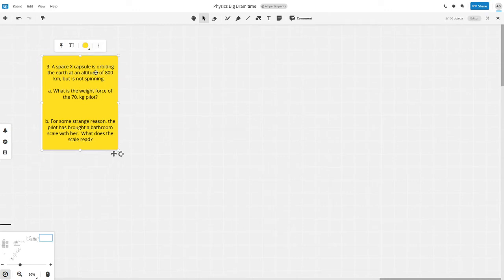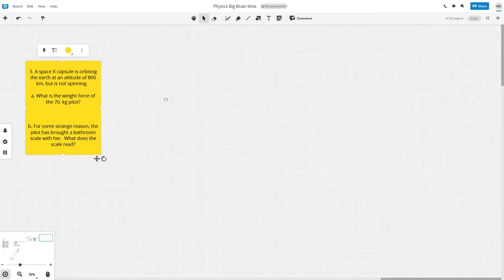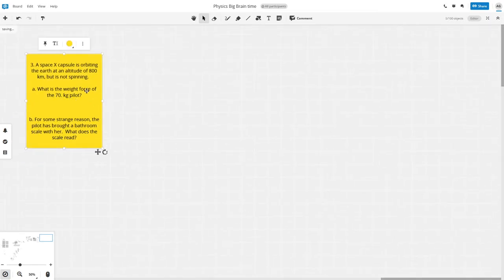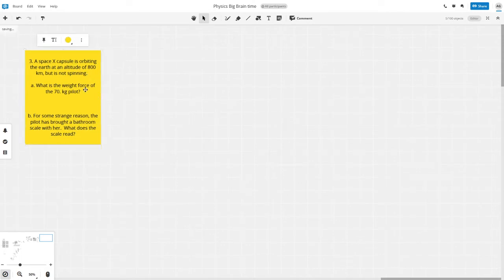A space capsule orbiting the Earth at 800 kilometers. What's the weight force? At 800 kilometers, it probably isn't going to change the answer if you use the gravitation equation, but I'll do that anyways. It's probably just going to be 9.81 or really close to 9.81 times 70. But I have to look up the radius of the Earth and the mass of the Earth.